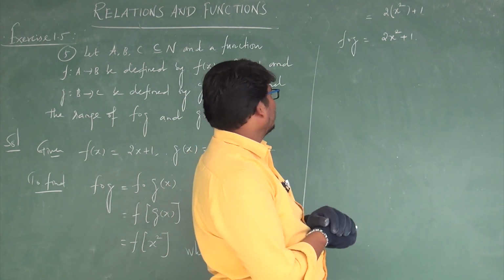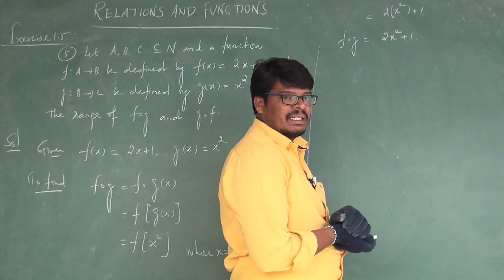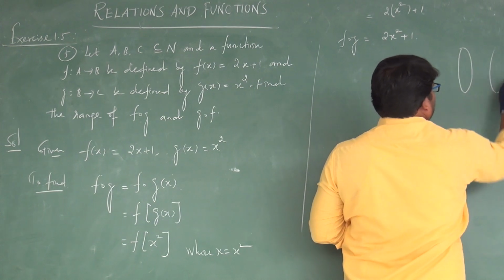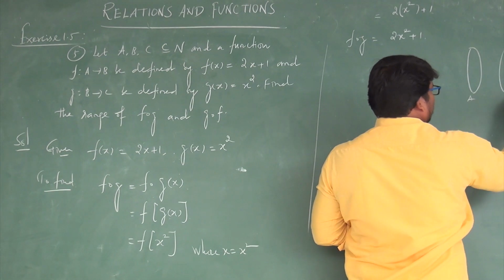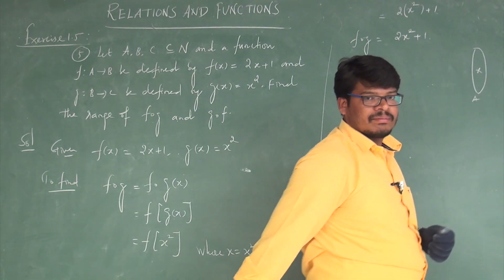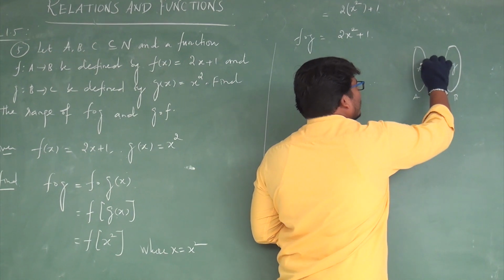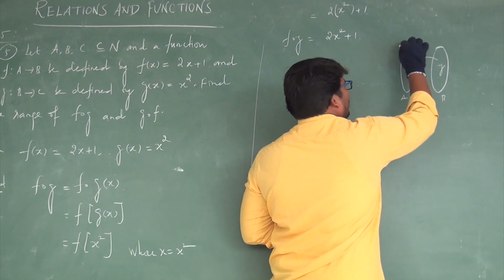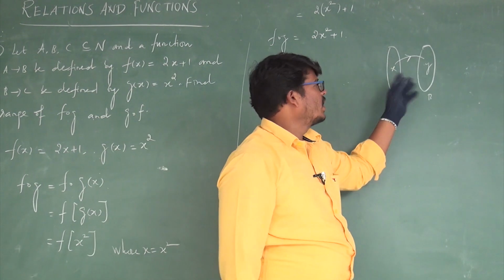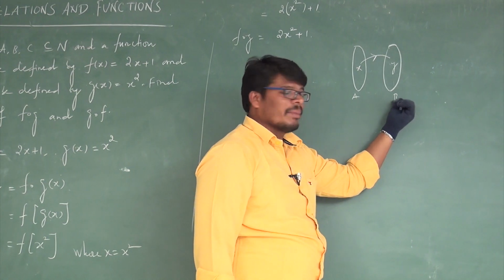Now find the range. That is, f dot of g value is 2x square plus 1. Now find the range. The set A and B, that is the x value, that is the y value. The range is the mapping from A to B. That is the range, where range is a subset of the codomain.